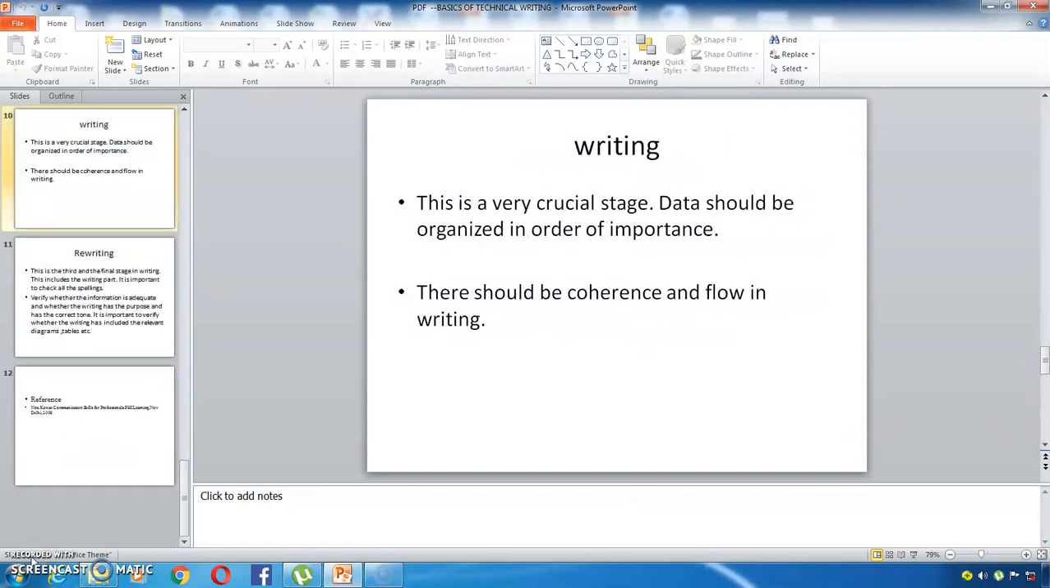So here comes the main core part, that is writing. This is a very, very important stage and very crucial too. Data should be organized in order of importance in this stage. And while writing, coherence should be maintained, that is, the flow should be there in our writing.